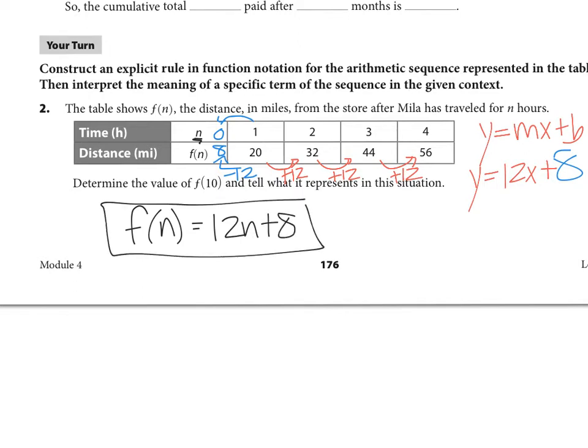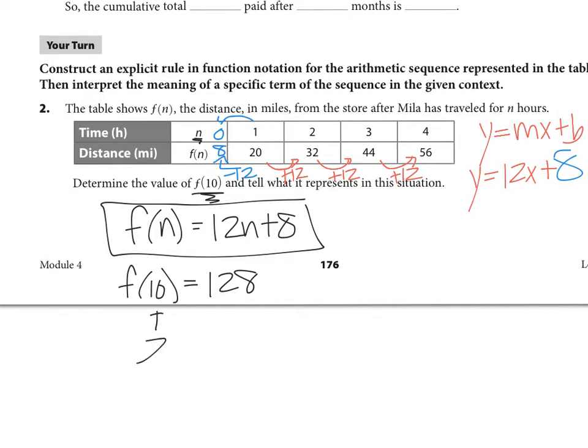The next part says interpret the meaning of a specific term in a given context. So it wants to know f of 10. What I'm going to do is find f of 10, and the way I'm going to do this is put the equation in the calculator. I'm going to go to y equals, type in 12x plus 8. Then I'm going to go to my table set, put it on ask, go to my table, and type in 10 on the calculator. And I get 128.